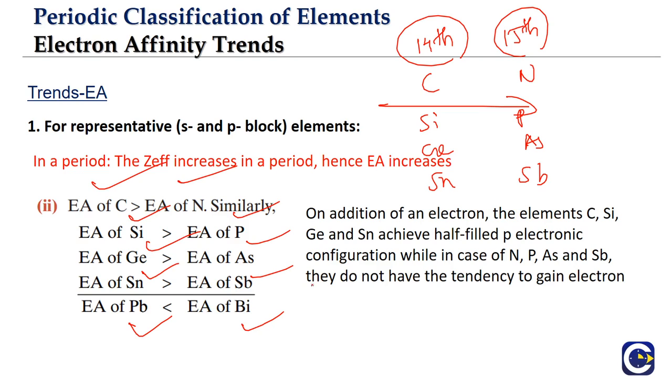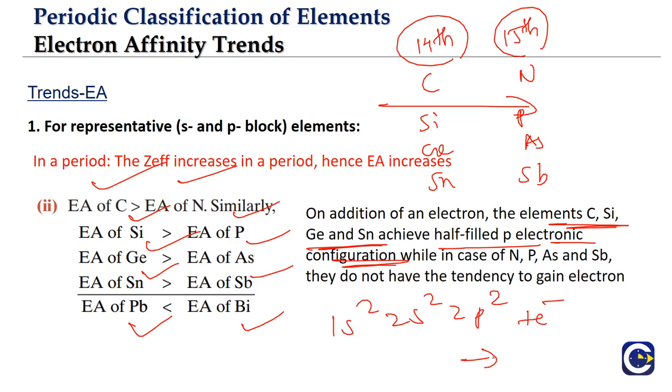What is the reason for this? When we are adding an electron to carbon, silicon, germanium, tin, what are we getting to? We are getting into a stable half-filled p electronic configuration. Carbon is 1s2, 2s2, 2p2. Imagine we give an electron. We get to 1s2, 2s2, 2p3, a stable arrangement. The same will be the case for the others also.